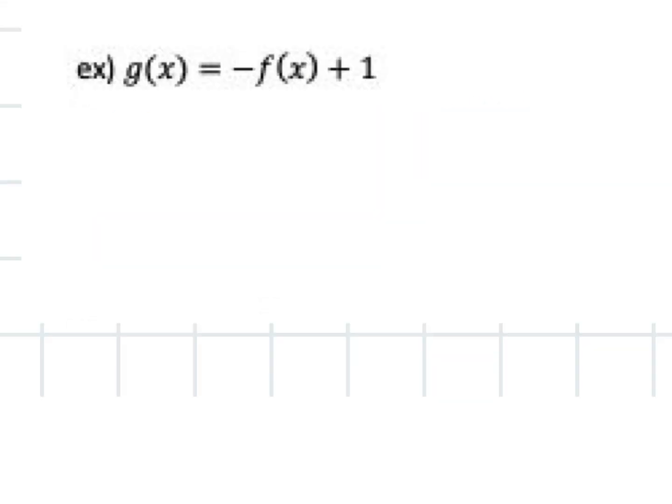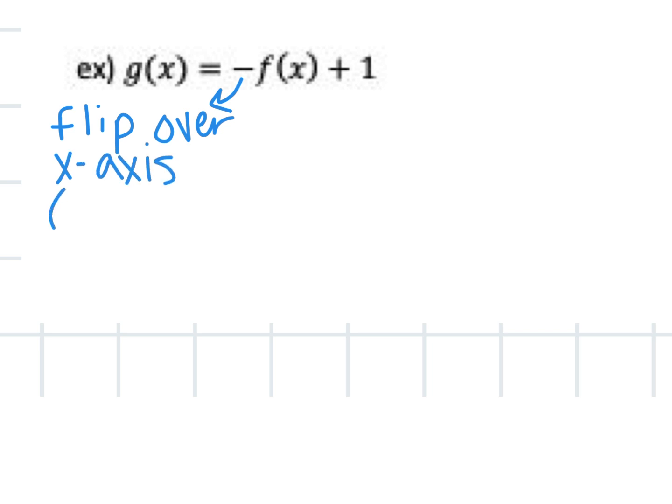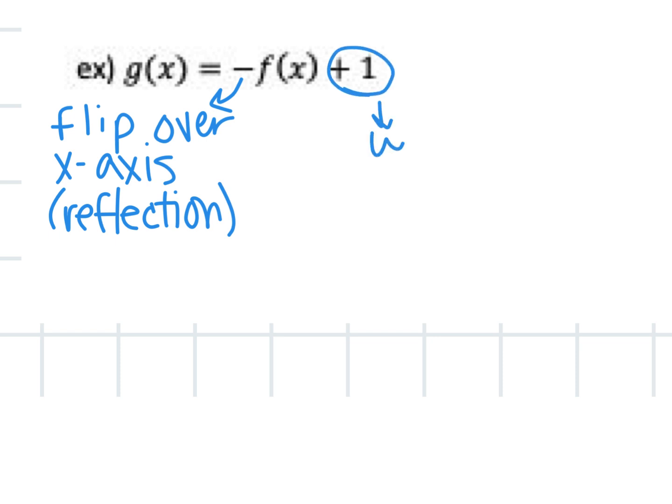So this negative made us flip over the x-axis. The x-axis is the one that's horizontal. When you were in 8th grade, you called that a reflection, right? F-L in reflection for flip. And then this is still going to make you go up 1, right? So if we're adding or subtracting on the end, that's just an up and down. But that negative caused our whole parabola to flip.